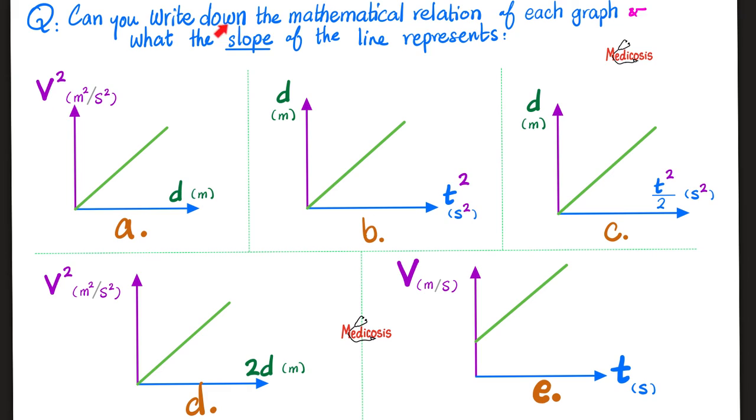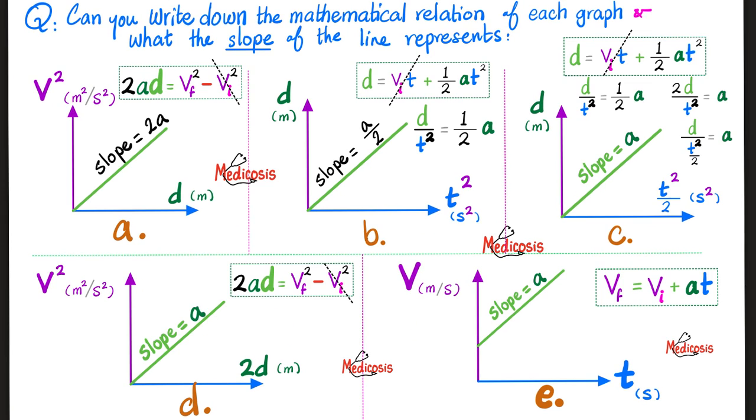Okie dokie. Can you write down the mathematical relation for each graph and what the slope in each case represents? Please pause and try to answer this. Let's go. I see here v squared over d. What's the equation that has v squared and d? This is the equation. If you rearrange this, I want v squared over d. Let's divide each side by d. You get 2a equals v squared over d, which tells you what? V squared divided by d, that's the slope, which equals 2a.